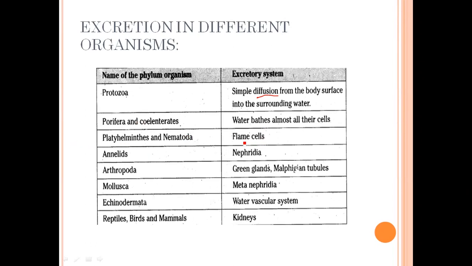Platyhelminthes and Nematoda possess flame cells as the mode of excretory waste removal. Annelids possess nephridia as the excretory structures. Arthropods possess green glands and Malpighian tubules. Mollusca possess metanephridia. Echinodermata possess a water vascular system, and reptiles, birds, mammals, etc., have kidneys as the excretory structures in them.